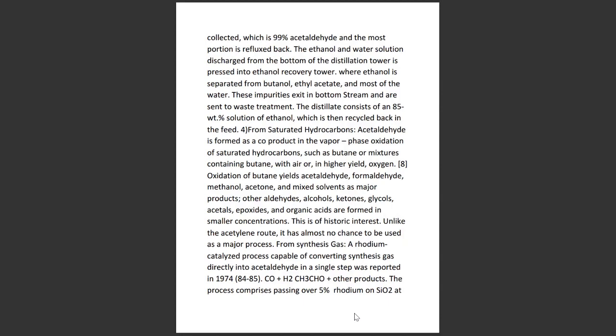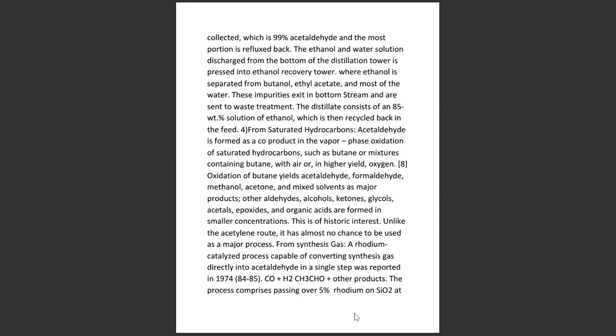There are also some impurities present. The impurities in the bottom stream are sent to waste treatment. The distillate consists of 85% ethanol solution, which is then recycled back. Acetaldehyde is formed as a co-product in the vapor phase oxidation of saturated hydrocarbons such as butane, a mixture containing butane with air, or in high yield. Oxygen oxidation of butane yielding acetaldehyde is another process to form acetaldehyde.